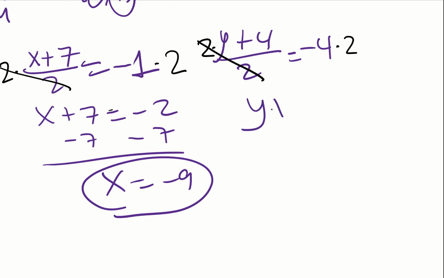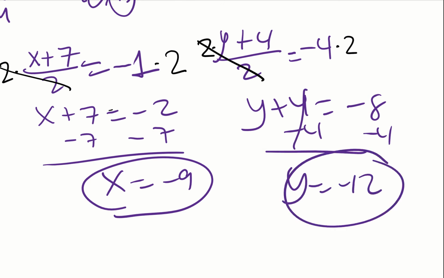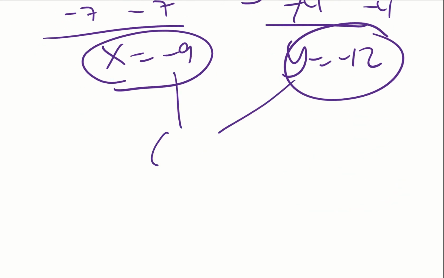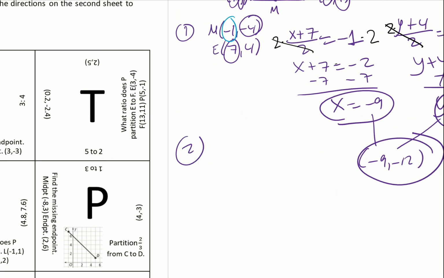Now we'll do this equation. For y plus 4 is -8. Subtract 4, y equals -12. So my coordinates for my endpoint are -9, -12. Okay, that takes care of problem number 1.